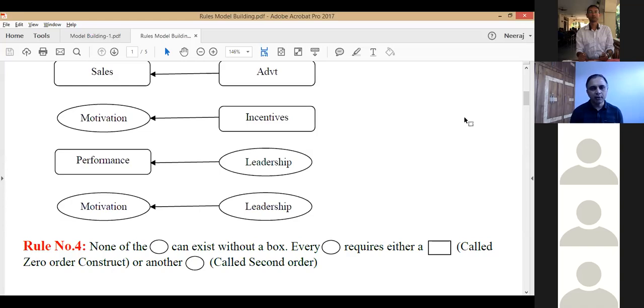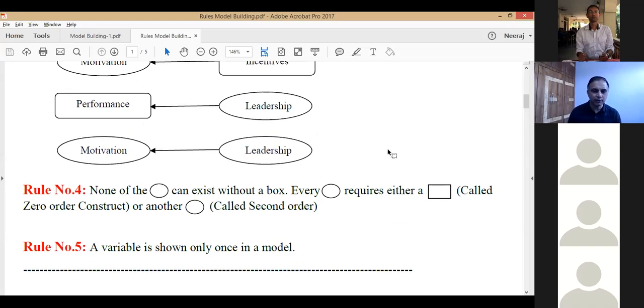And leadership, how to measure leadership? How good a leader you are? How can I measure it? There is no scale available like in physics. Physical scales are not there. So we have to ask you certain questions and then we will infer it. And likewise, leadership has an effect on motivation.